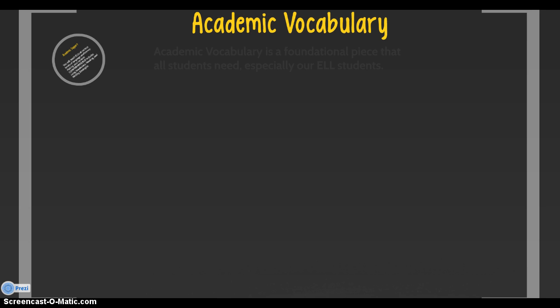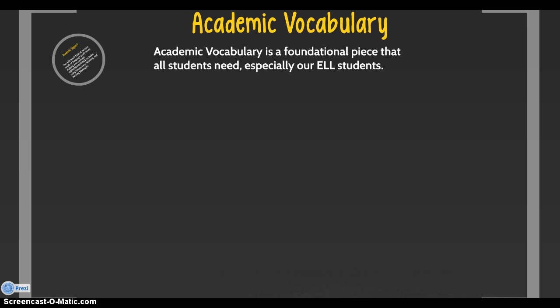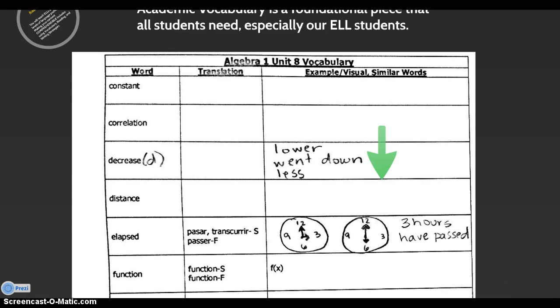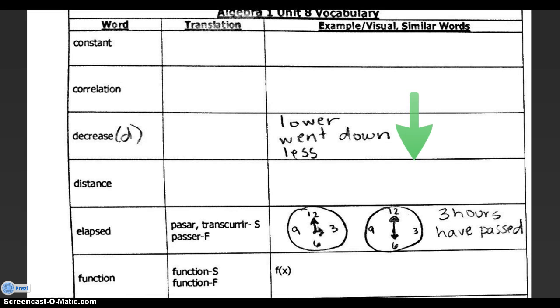We will begin with academic vocabulary, as it is a foundational piece that all students need, especially our ELL students. This example is from an Algebra 1 class. The teacher provided the template to students prior to the unit. At times, words like elapse were included, as they were not content words but may be seen frequently throughout the unit. The student would fill in the translation, related words, and possibly pictures or visuals to practice the new vocabulary.